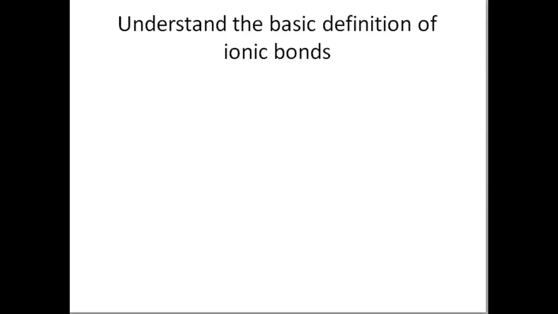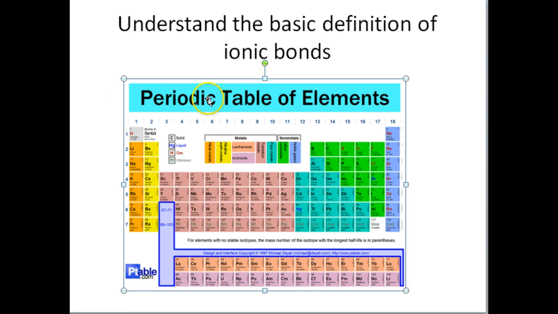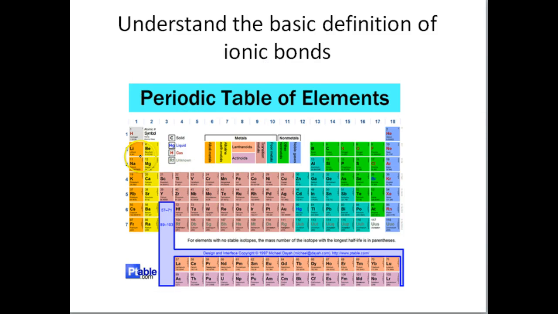Ionic bonds. So an ionic bond is the force that holds two ions together. An ion is an atom that's gained a charge, right? It's gained or lost electrons to become charged. So in this case, we are talking about the attraction between positive and negative ions. On our periodic table, we have metals and nonmetals, and ionic bonds do take place between the metals over here and your nonmetals over here.